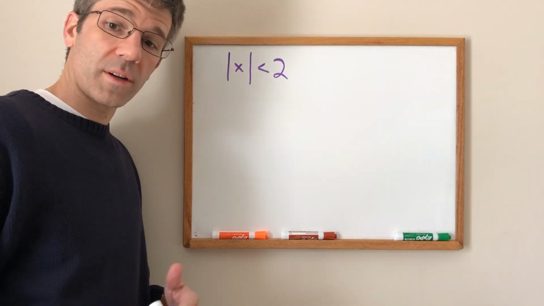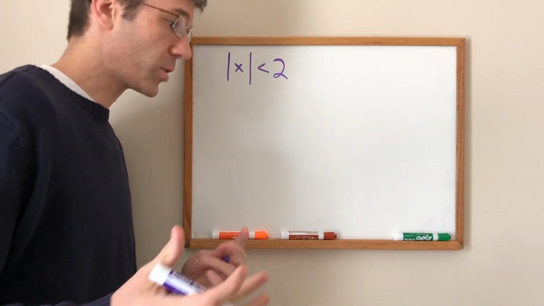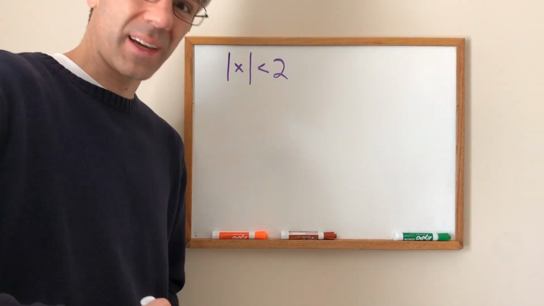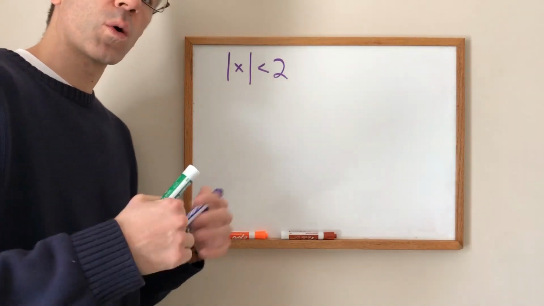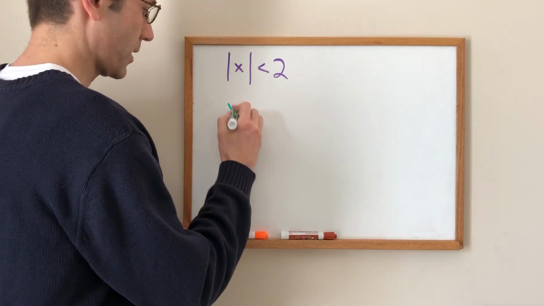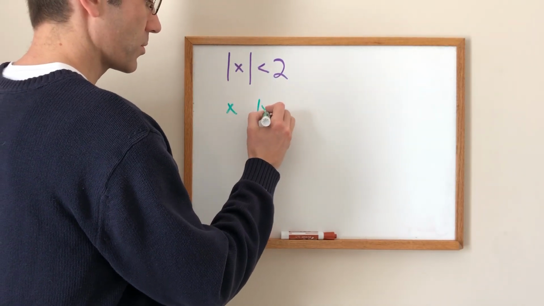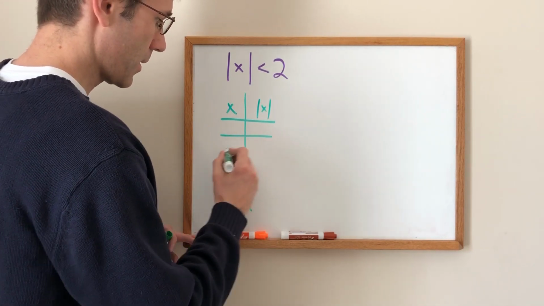Let's solve this, and we're going to graph all the possible solutions on a number line. So I think one of the best ways we can go about doing that is to start by making a table. So let's just start making a table of x values, and we'll see which outputs will satisfy this inequality. So here it goes. We're going to have x's here, and then the absolute value of x here, and I think we can pretty much figure out what's going to happen.